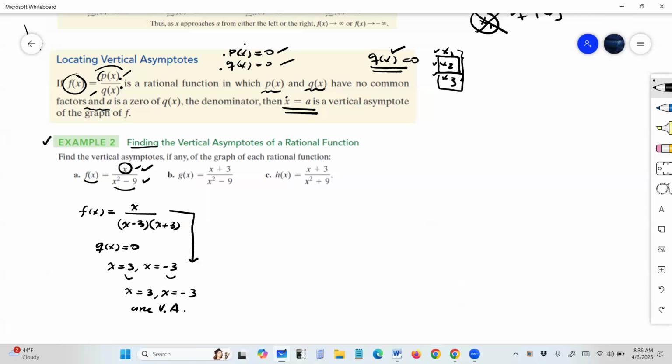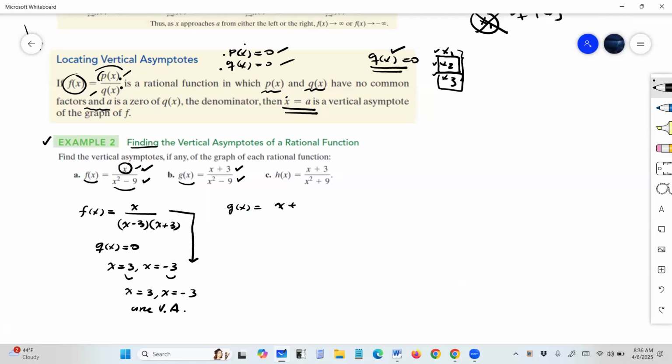So this may be better. Several students prefer this method. Let's do this for the second case, g of x. So I am going to completely factor this, the numerator. I'm going to completely factor that, the denominator. And if they have any factors in common, I will cancel them. Okay. So let's see, g of x. So this is x plus 3.